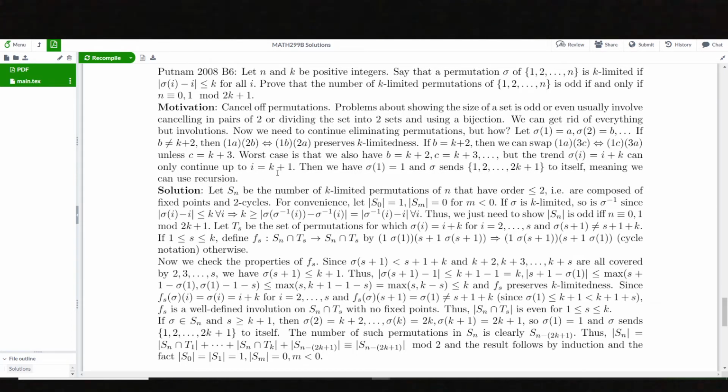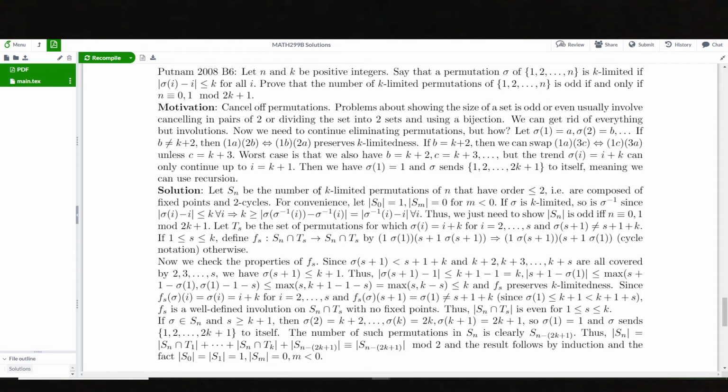If we get up to 2 goes to k plus 2, 3 goes to k plus 3, all the way up to k plus 1 goes to 2k plus 1, then 1 has to go to itself. This set gets sent to itself, and then we basically have a permutation of n minus 2k plus 1 elements. But we've reduced the problem to a smaller case. So let's see how this solution gets written up formally.